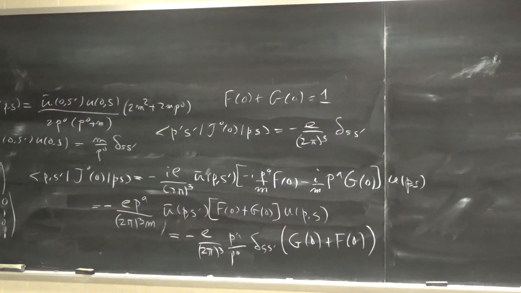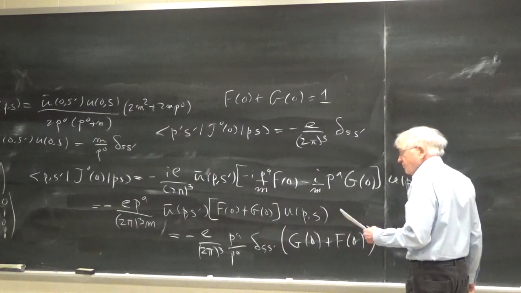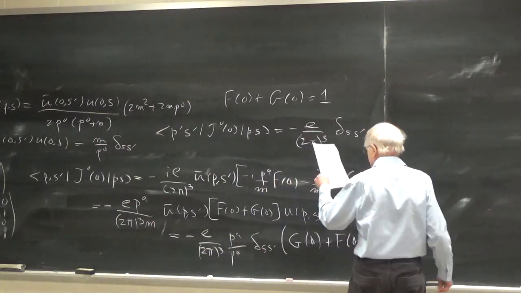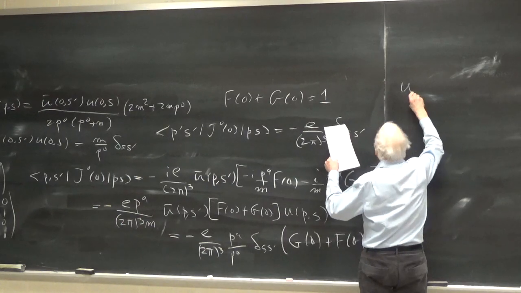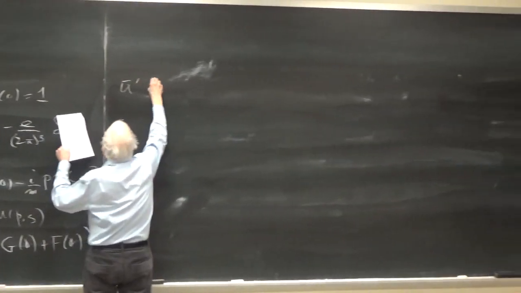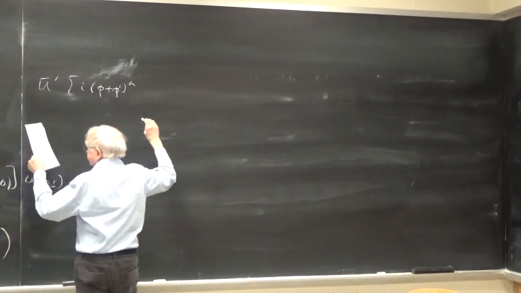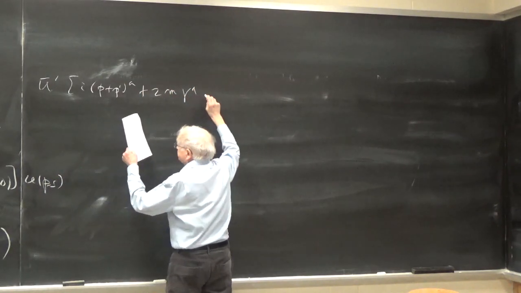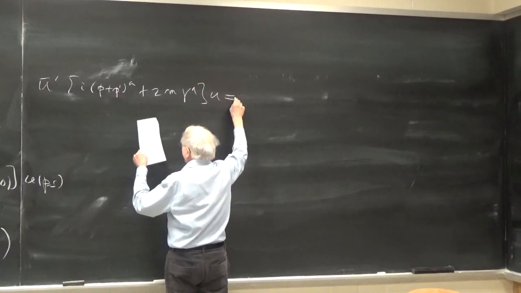All right, now we've got Dirac's equation on the board several times. Let me use it to do the following. Let's suppose we have ū' [iP plus P′]^A plus 2m γ^A u. Okay, so what is this?